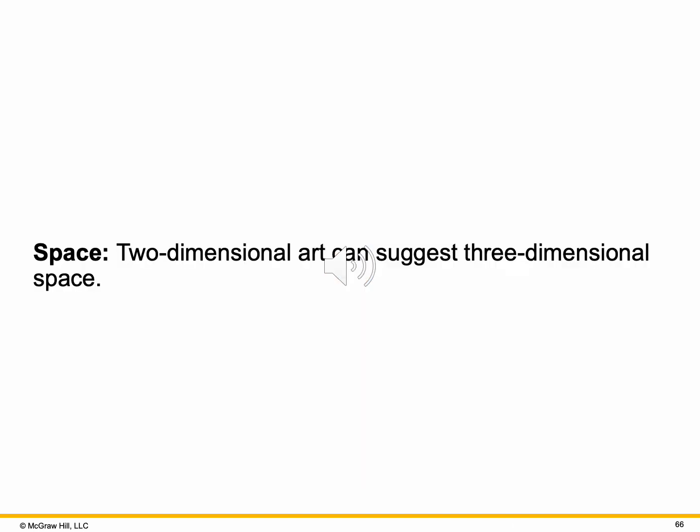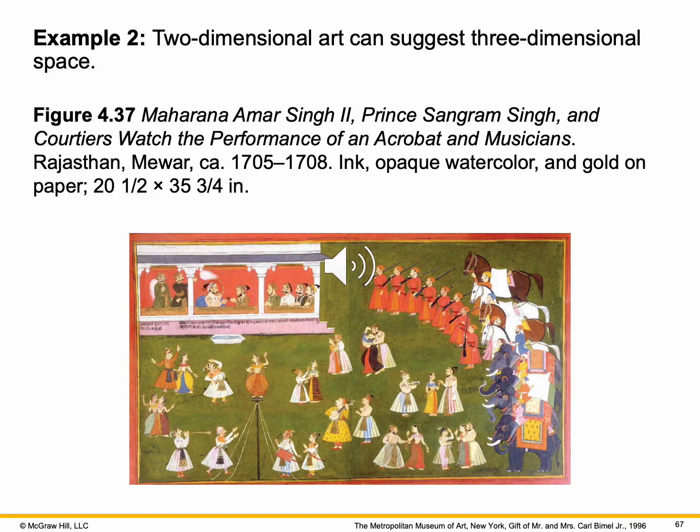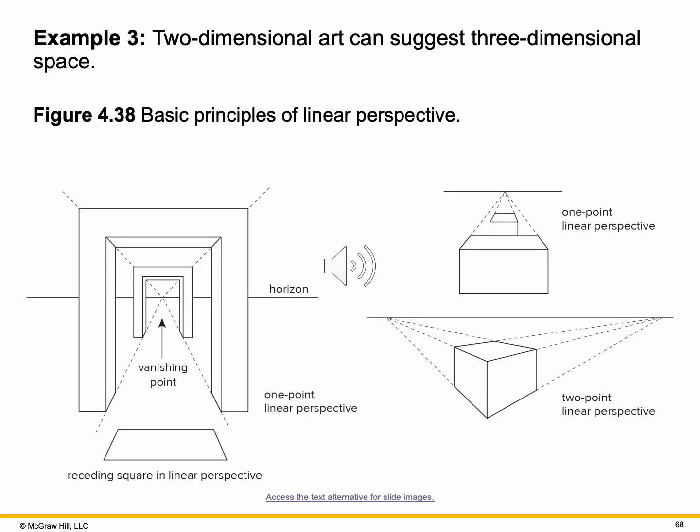Space. Two-dimensional art can suggest three-dimensional space. One of the ways that it does this is through linear perspective, as seen here.